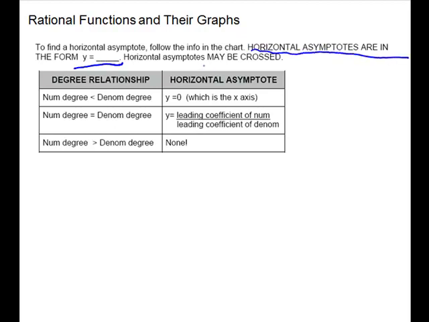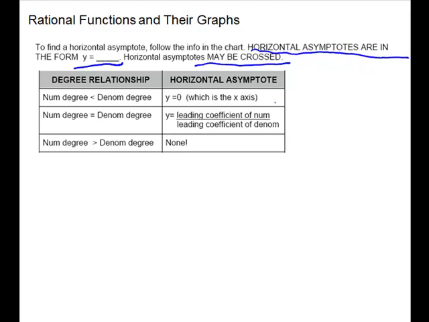Horizontal asymptotes may be crossed, right? And we work with this little table to decide what the horizontal asymptotes are. So it depends on the degrees of our numerator and denominator. In our first situation, if the degree of the numerator is less than the degree of the denominator, the horizontal asymptote is y equals 0, or the x-axis.